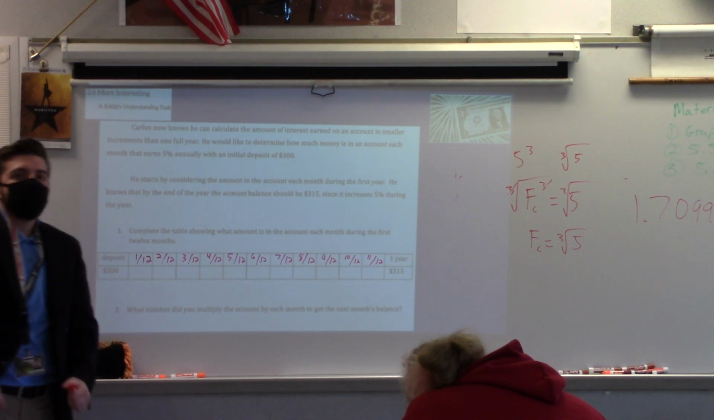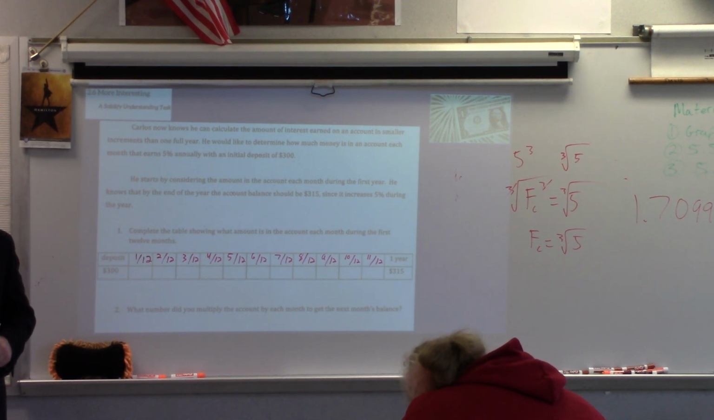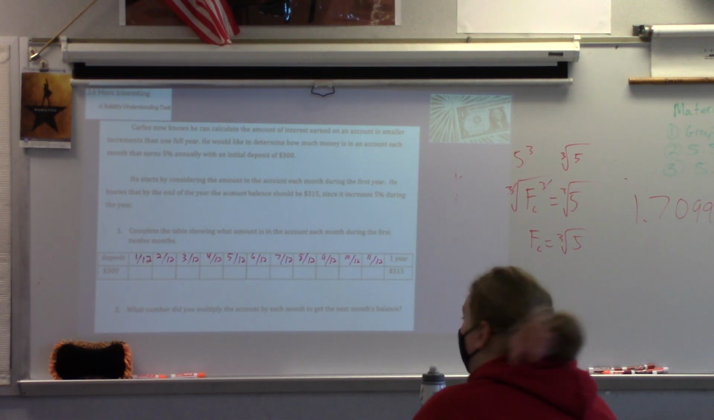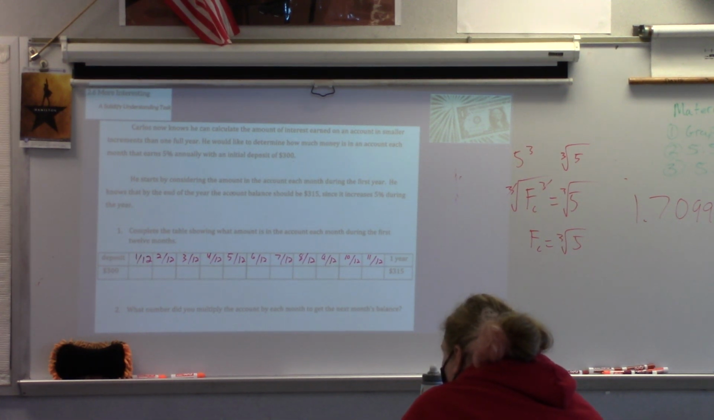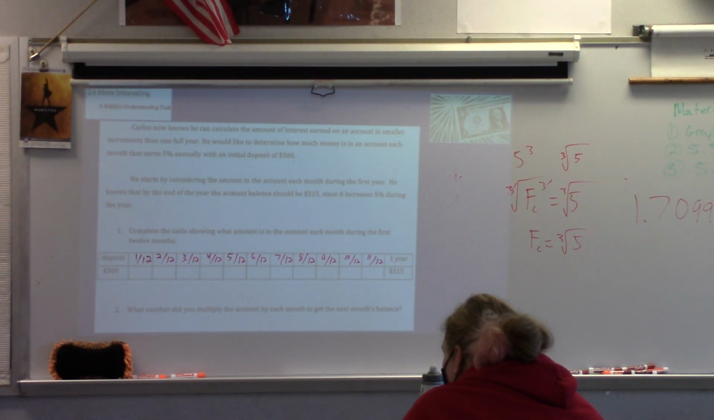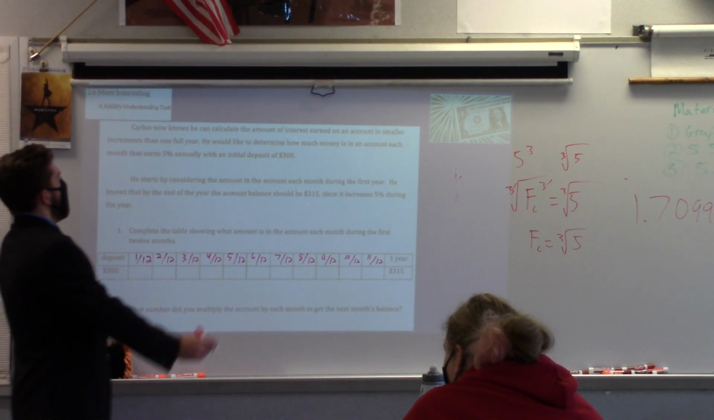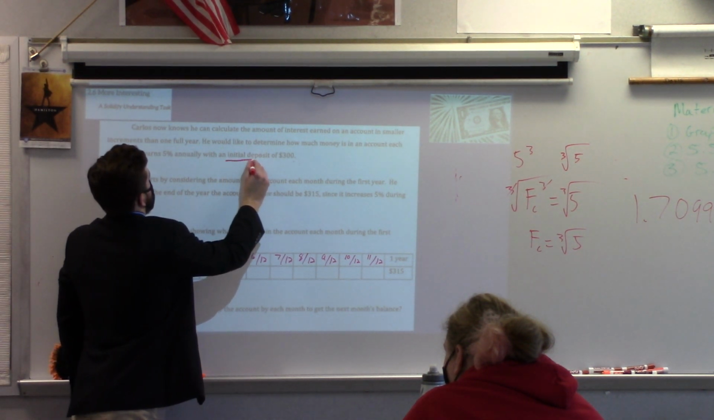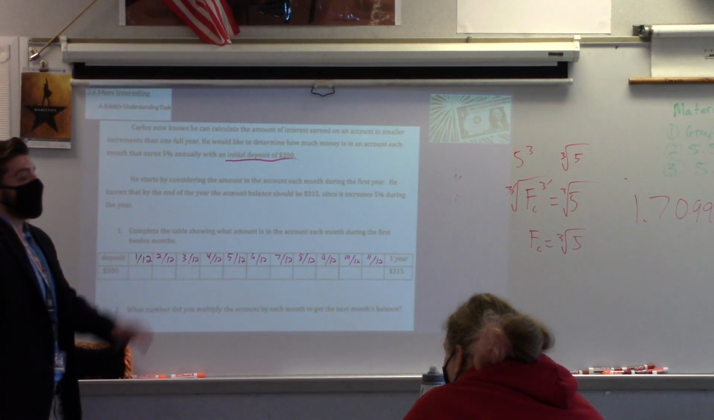Really quickly, because I just thought about this, and I probably should have thought about this earlier. How in the world did Carlos go from $300 to $315 if it's increasing at 5% during the year? I have no idea. That confused me. That's a good idea. Let's talk about this whole thing first. What is this talking about, an initial deposit of $300? That's the starting point, right?